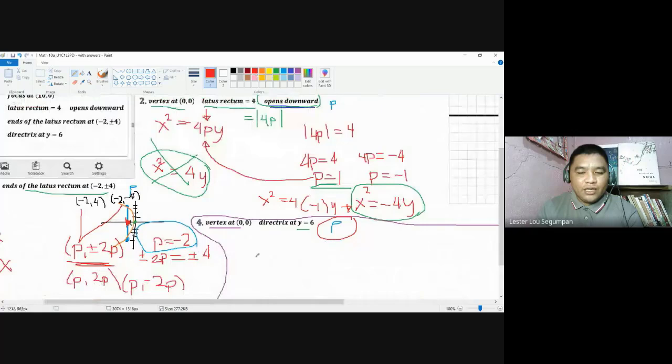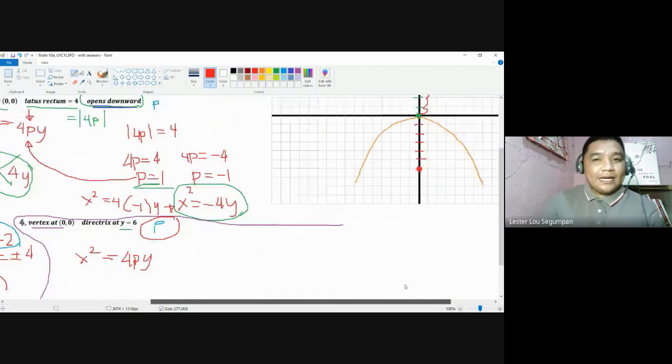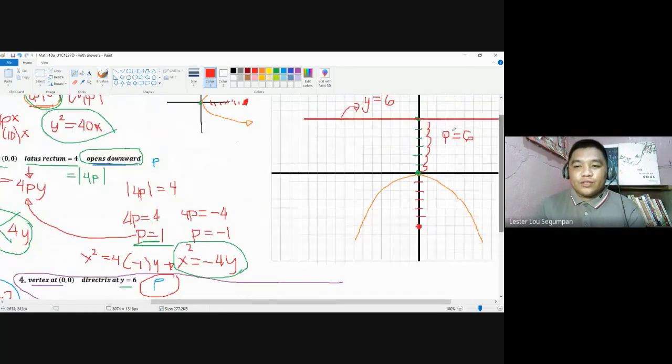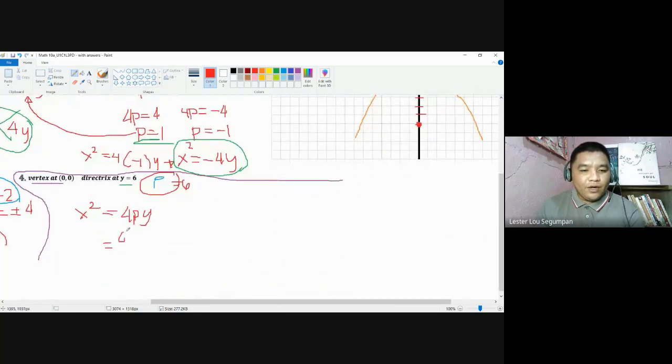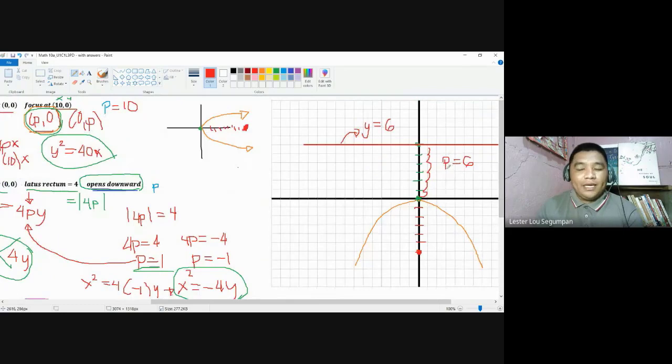So you have the equation here, x squared is equal to 4py. This is now our form because it opens downward. But if we are going to use p is equal to 6 here, look at what will happen. You have 4 times 6y, and you will have x squared is equal to 24y. It's positive, so it should be opening upward.